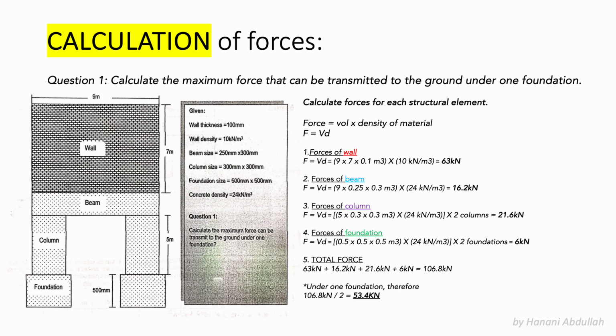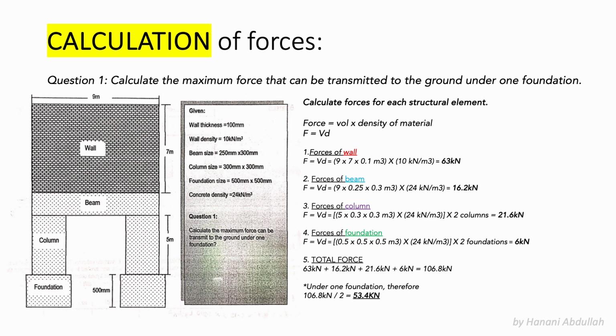Okay, so you can see here the given information. The wall thickness is 100 mm. Wall density 10 kN per meter cube. Beam size 250 mm times 300 mm. Column size 300 mm times 300 mm. Foundation size 500 millimeter times 500 millimeter. And then the concrete density 24 kilonewton per meter cube. So here, the formula used is force equal to volume times density. So we have to find every force for every structure.